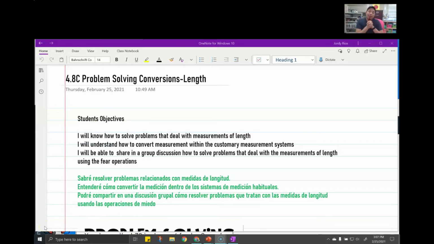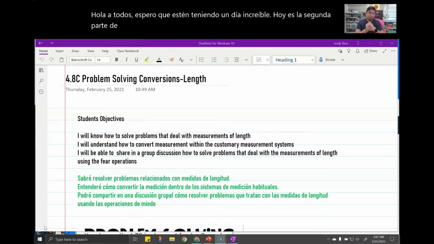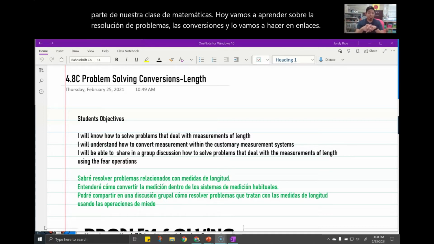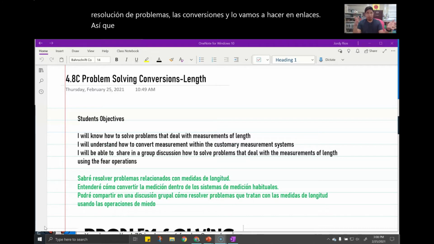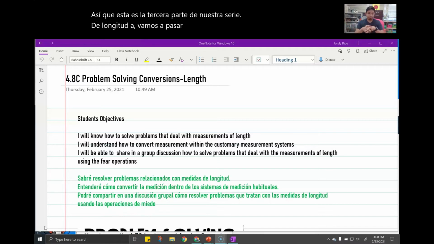Hello everyone, I hope you're having an amazing day today. Today is part 2 of our math class. Today we're going to be learning about problem solving conversions, and we're going to be doing it in lengths. So this is the third part of our series of length, and we're going to be moving on to other things afterwards. So today is TEKS 4.8c.